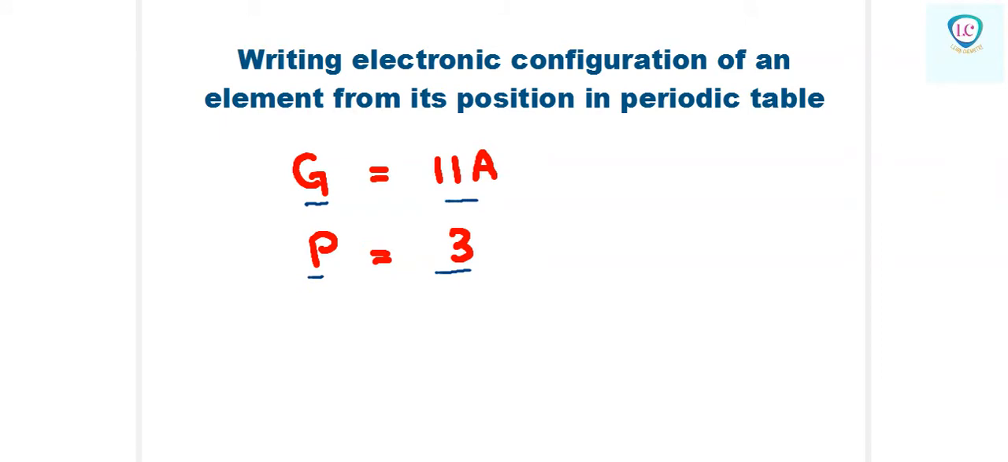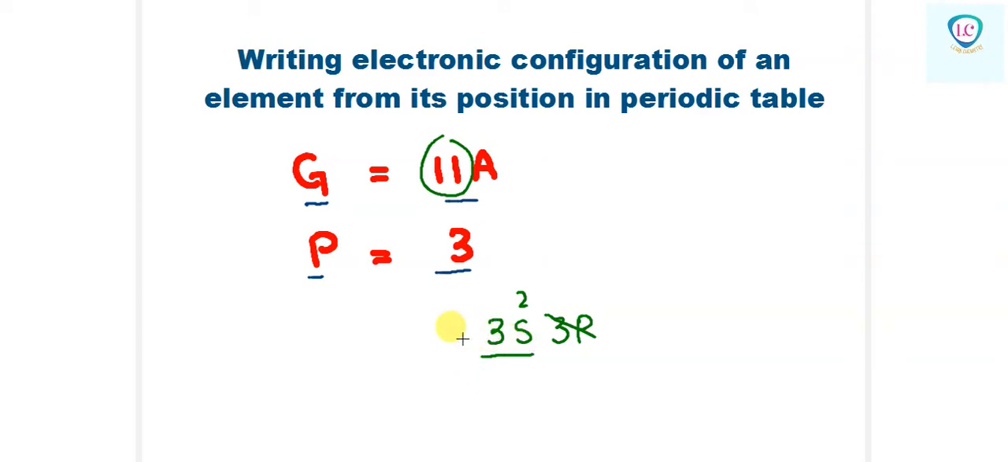In order to write the electronic configuration of this element, we can see that it is present in the third period, so it has three shells. The valence shell will be the third shell, and we shall write two subshells, 3s and 3p. It has only 2 electrons, so you will write only 2 electrons in 3s, and 3p will be empty, no need to write it. So the valence shell configuration will be 3s2.